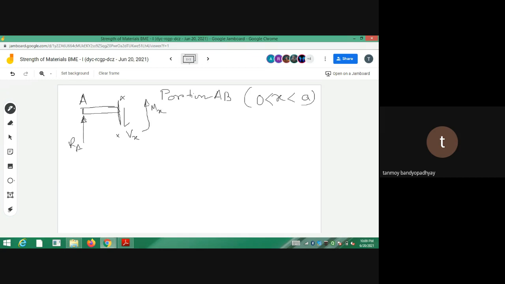Just write down: we consider a cross section XX at a distance small x from the left end A of the beam.